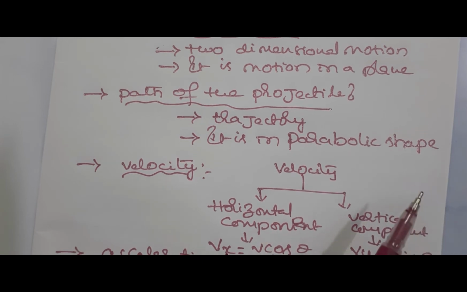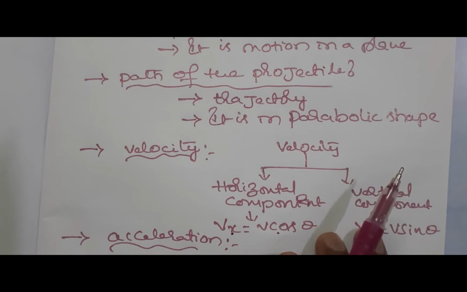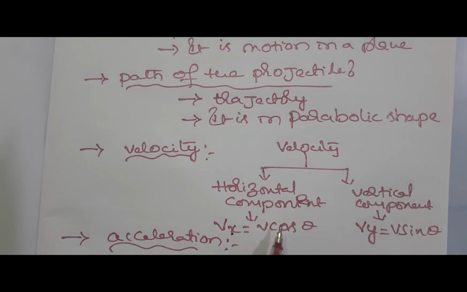Not only velocity, but other physical quantities of bodies in two-dimensional motion are also resolved into two components, a vertical component and a horizontal component. So Vx is equal to V cos theta, Vy is equal to V sin theta, or Ux is equal to U cos theta, and Uy is equal to U sin theta.